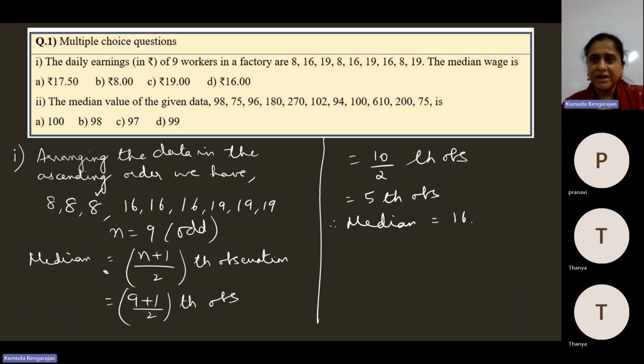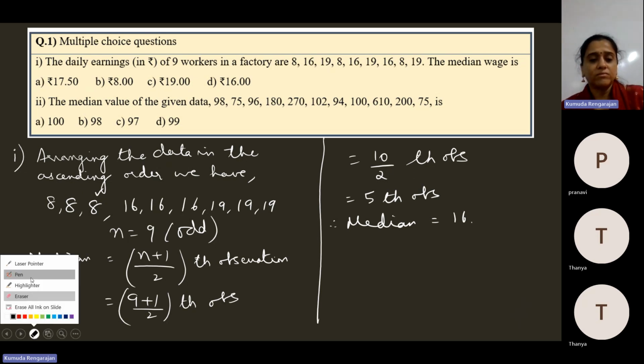Now, if the value of n is odd, then the formula is (n plus 1) by 2th observation. That is 9 plus 1 by 2th observation. 9 plus 1 is 10. 10 by 2th observation, which is the 5th observation. 10 by 2 is 5.